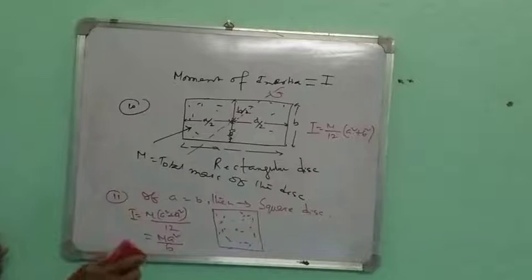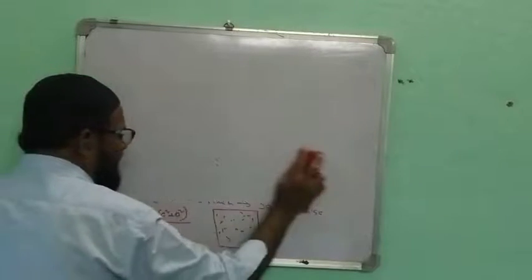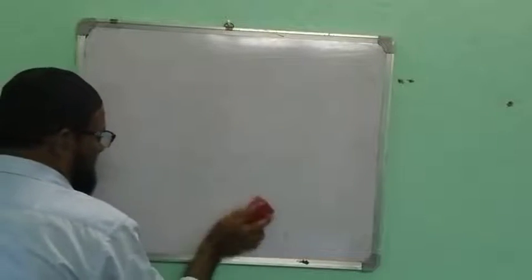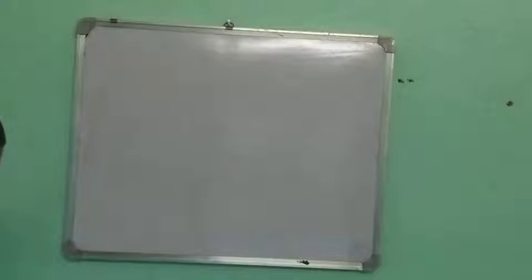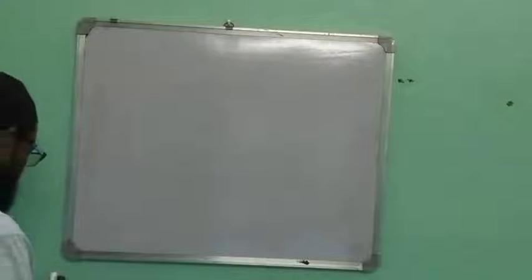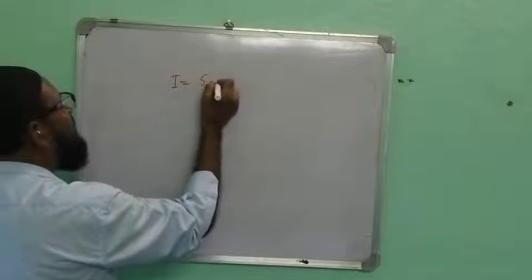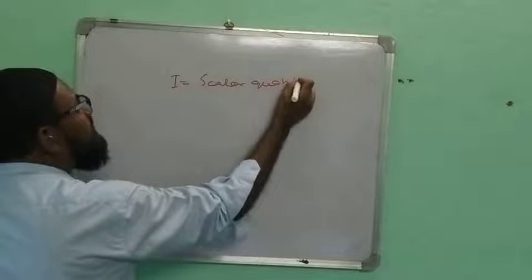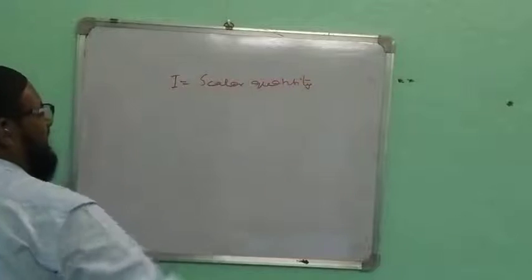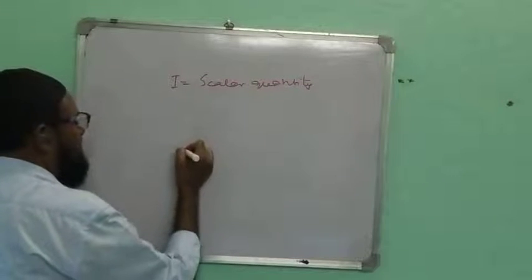Clear? Now, the question is: moment of inertia I, which type of quantity is it, vector or scalar? Moment of inertia I is a scalar quantity. Right?